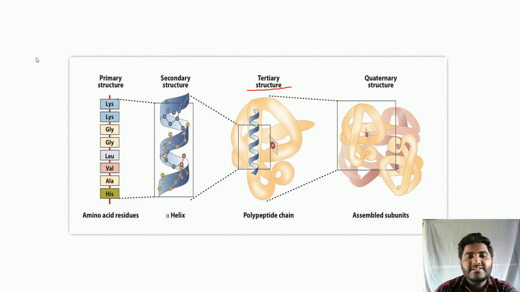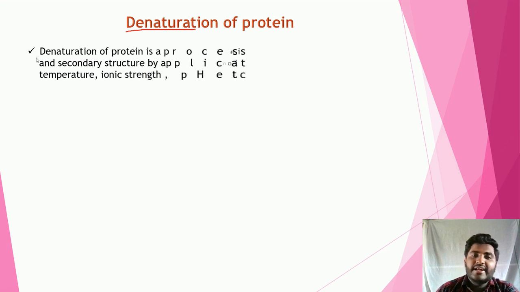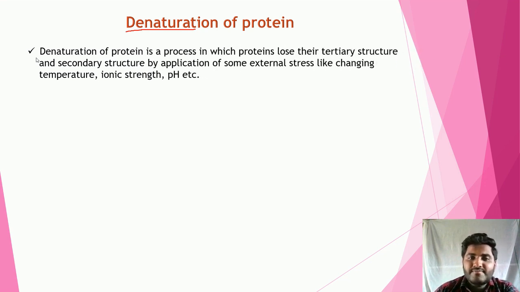Now we will discuss in this session denaturation of protein. Look at the name, denaturation. It indicates that there is a change in the structure of the protein, right? Denaturation of protein is a process in which protein loses its tertiary structure and secondary structure by the application of some external stress like heat, ionic strength, temperature, pH, like that. I hope you understood.